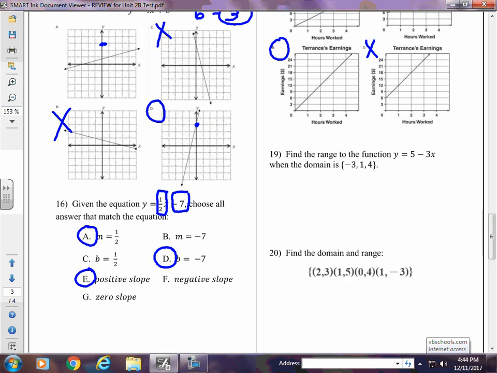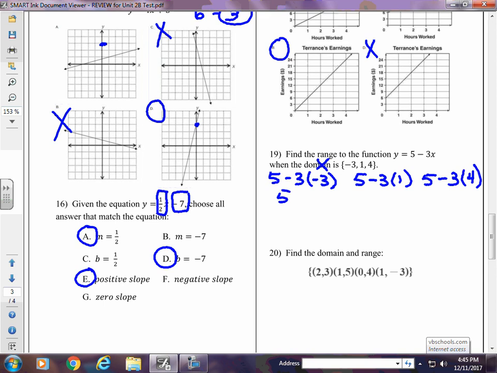All right, for number 19, you want to find the range of the function if they give you the domain. Remember, domain are the x values. You can make a table or you can do 3 separate little problems, but you're trying to find the y values each time. So we want 5 minus 3 times -3. We want 5 minus 3 times 1. And we want 5 minus 3 times 4. In all 3 of these instances, you want to do order of operations, and multiplication has to happen first.